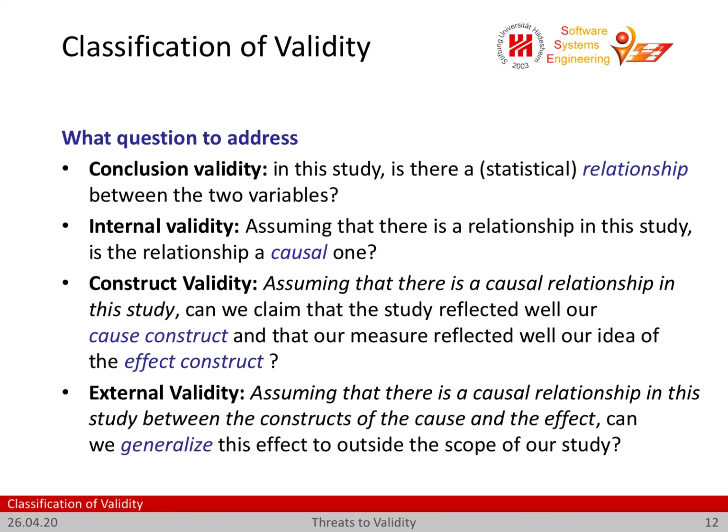Then there's external validity, assuming that there is a causal relationship in the study between the constructs of the cause and the effect. Can we generalize this effect to outside the scope of our study? Meaning, can we only say in our study there was a causal relationship, or can we, with a reasonable certainty, assume that this relation also holds on cases we have not seen in our experiment?